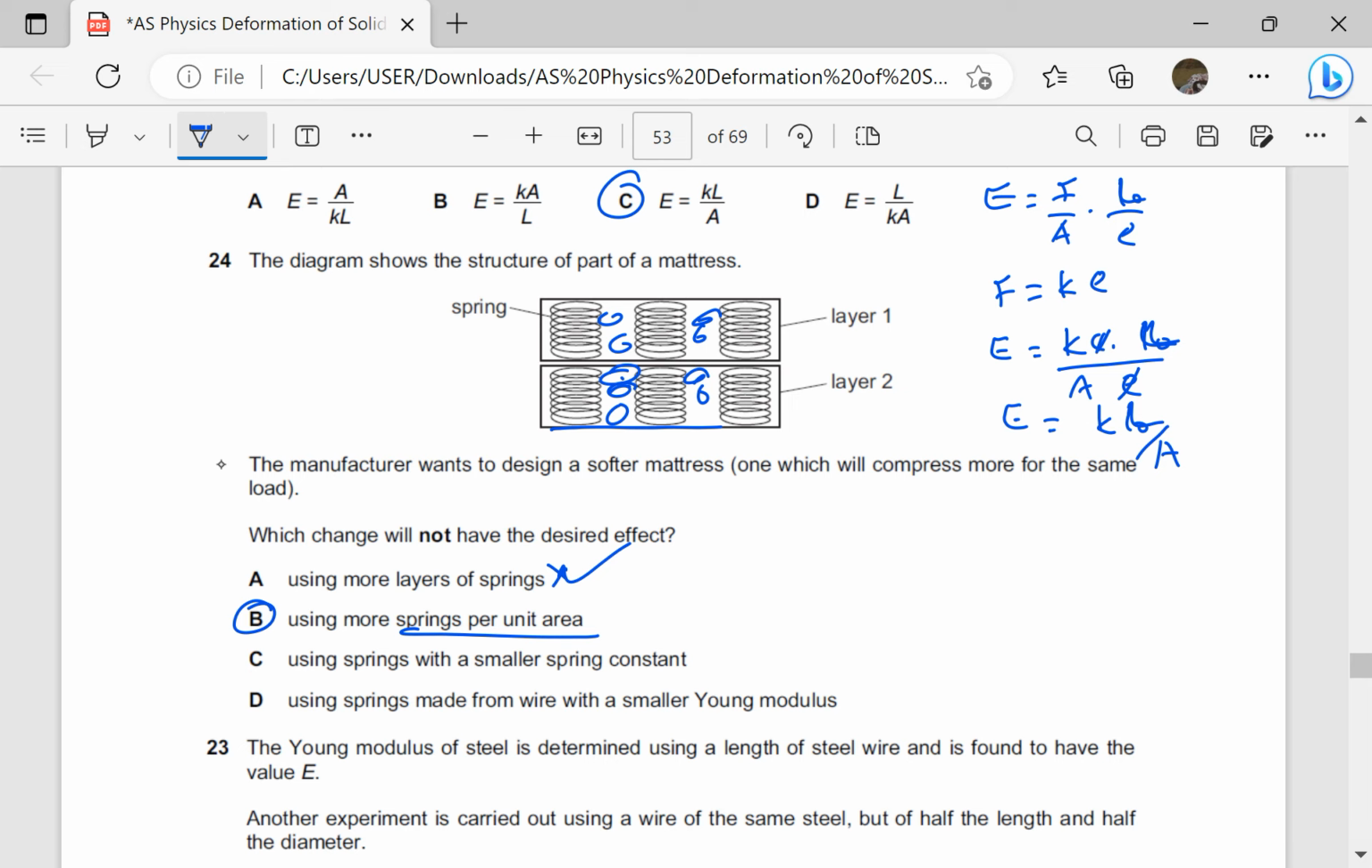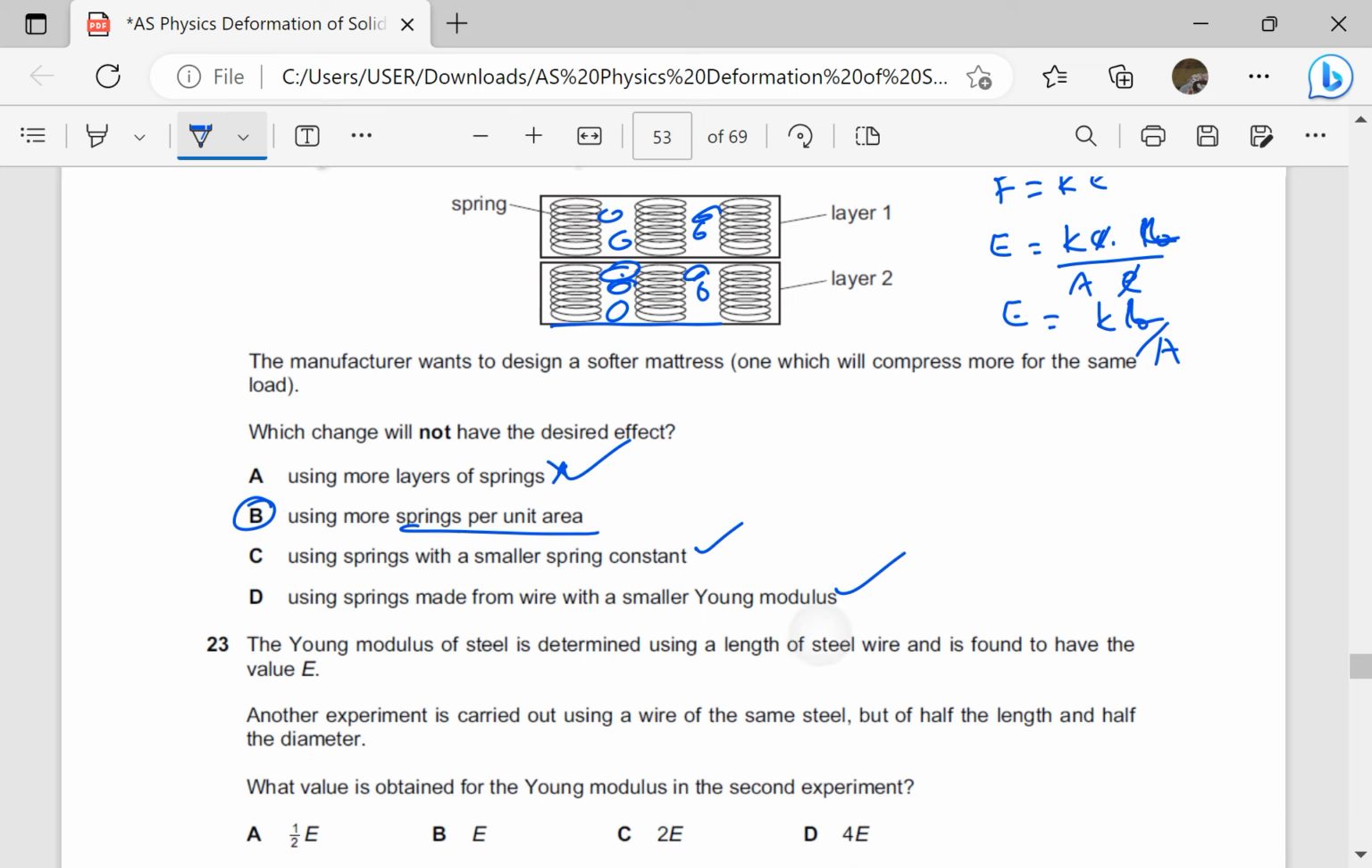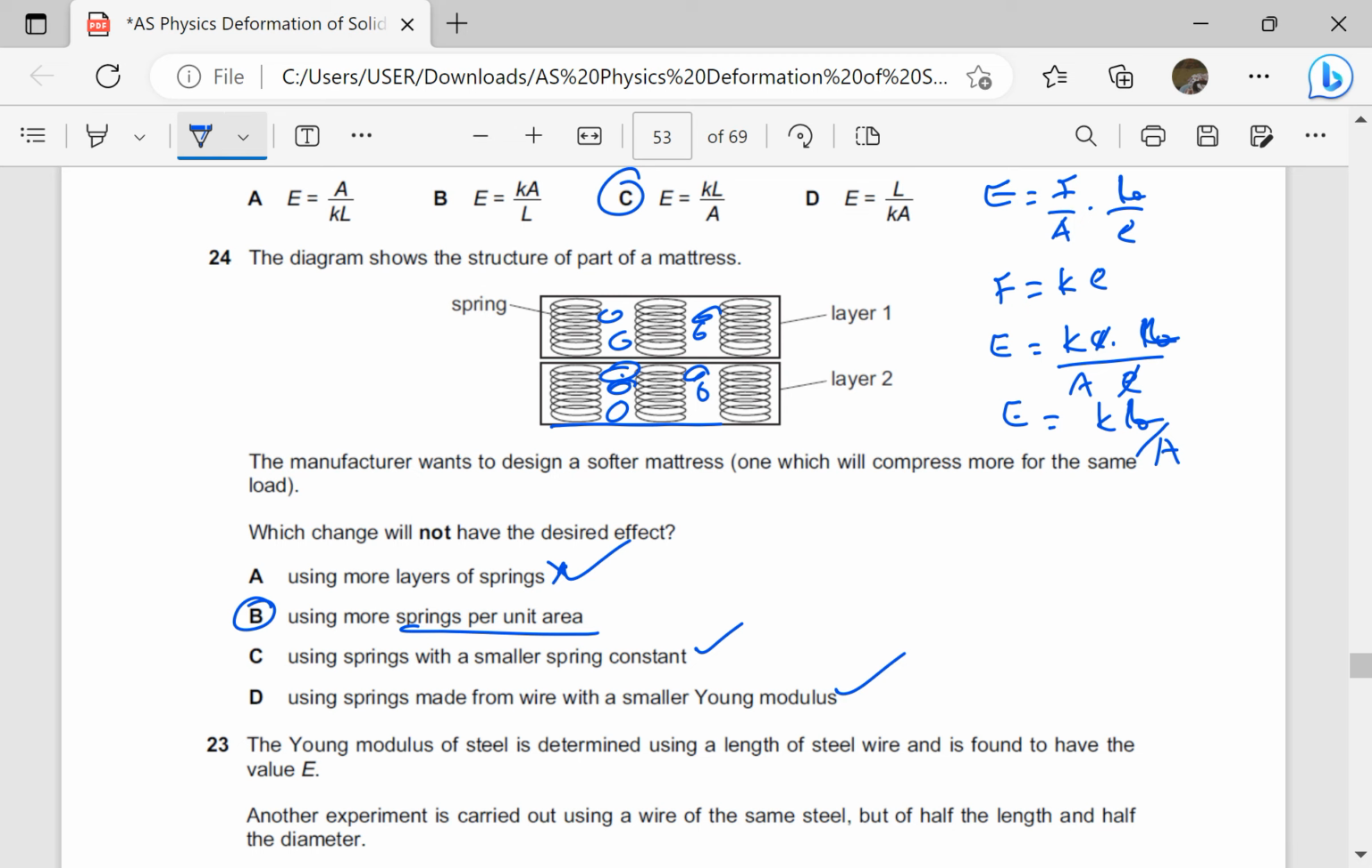Using springs with a smaller constant, those ones stretch easily. Using springs made from wire with a smaller Young modulus, those ones will stretch easily, because Young modulus is directly proportional to that constant.